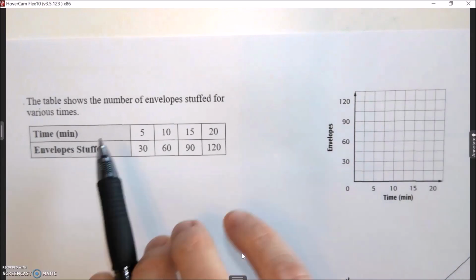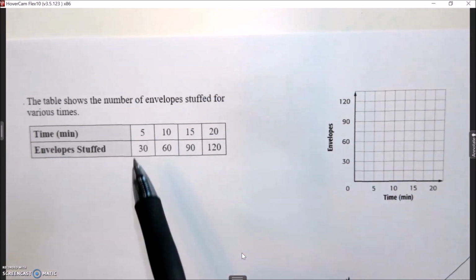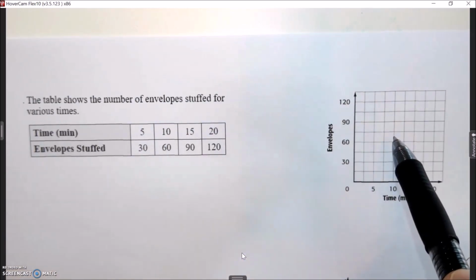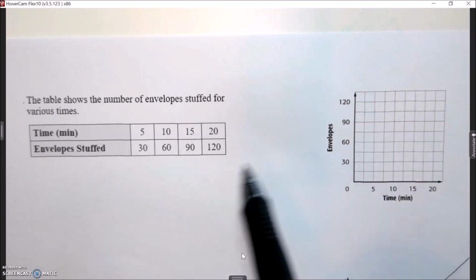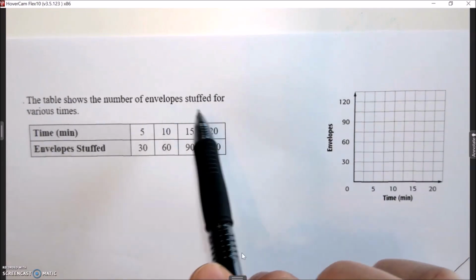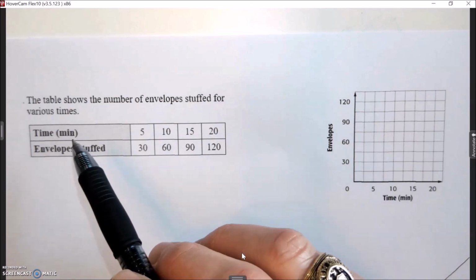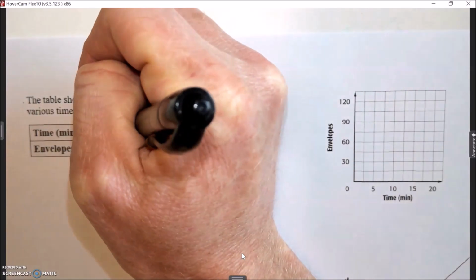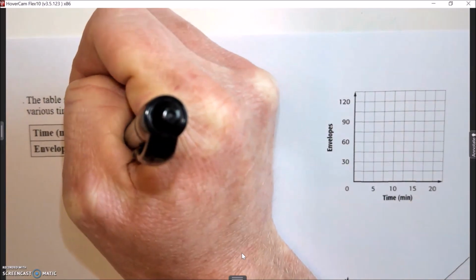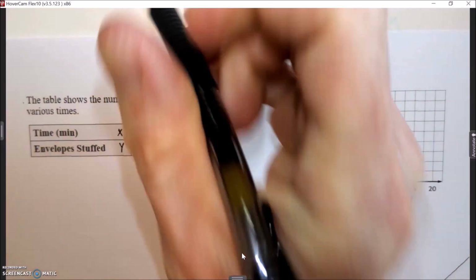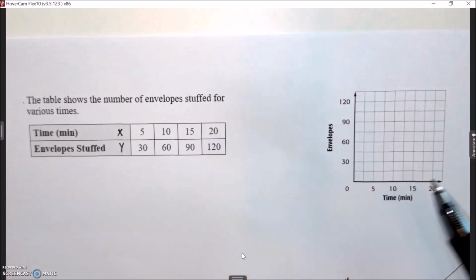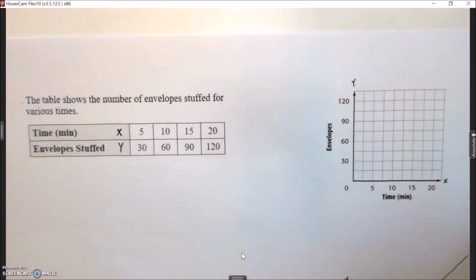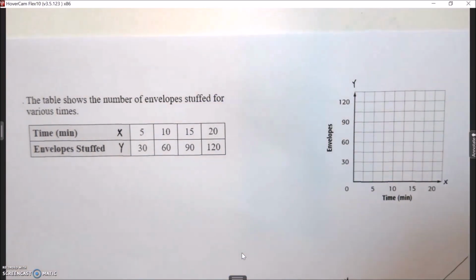Okay, so we're going to do the same thing we just did. We have our table, and we have a graph here where we're going to graph our ordered pairs. It says the table shows the number of envelopes stuffed at various times. So we have the time, and we have the envelopes. Now, don't get too confused. Remember, the top of these are always the x-axis, and this is always the y. But again, the labels over here can help you as well. So you can label the x, you can label the y. You are good to go, okay?